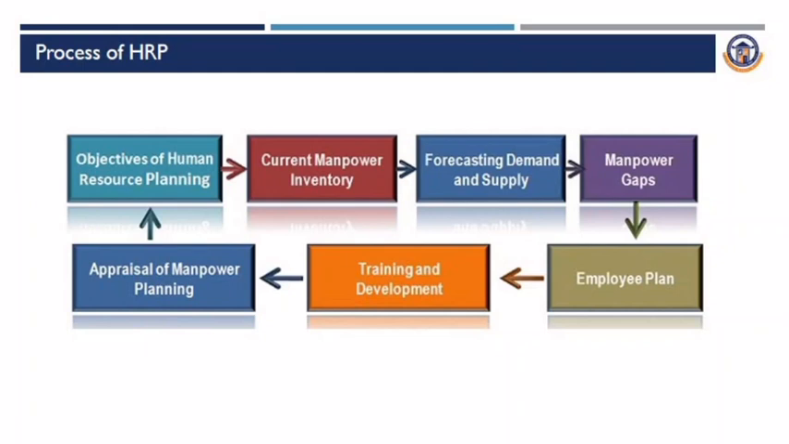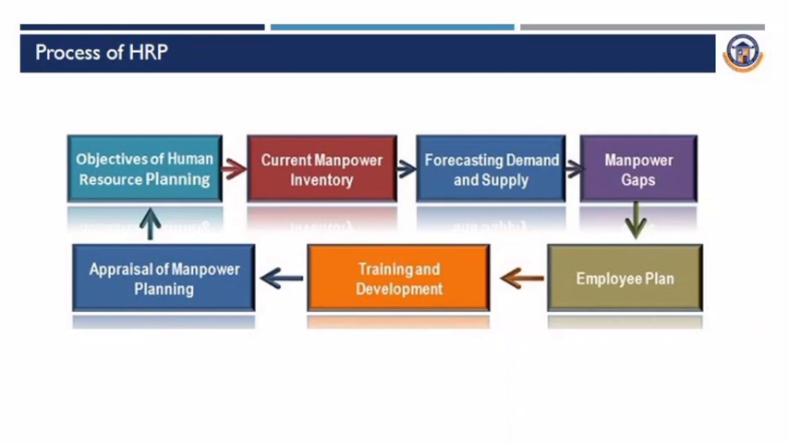Next is the employee plan. Based on those manpower gaps, the employee plan will be done. When employees are in surplus, we will be taking actions like transferring them to another division, or firing employees. That is called the employee plan. If there is demand for employees, we will go for recruiting. So based on the manpower, we will be planning for an action. Next is training and development.